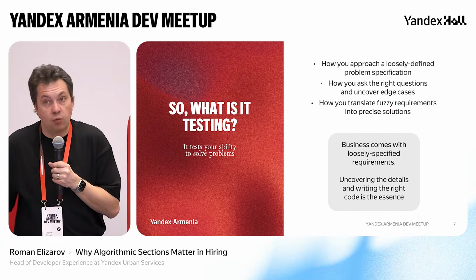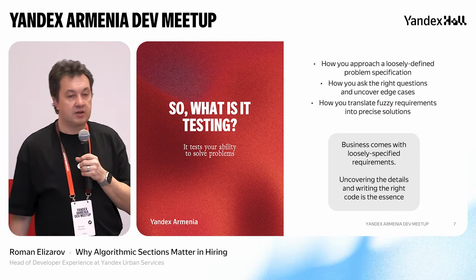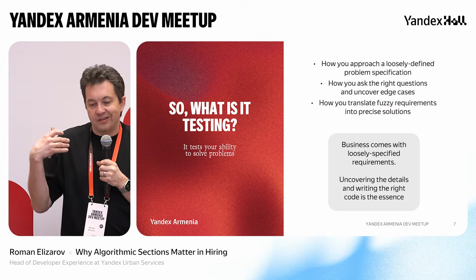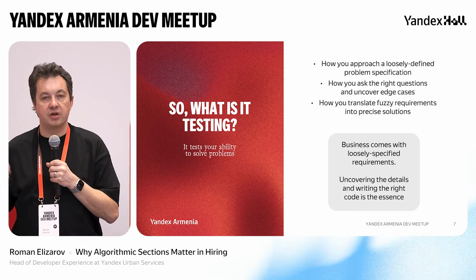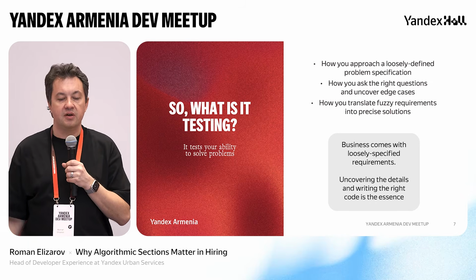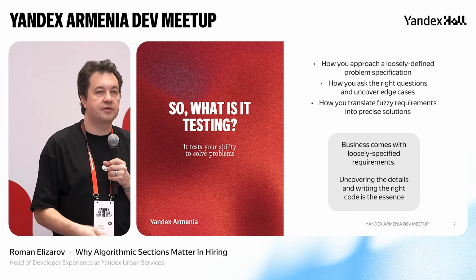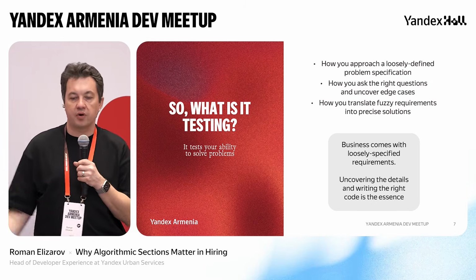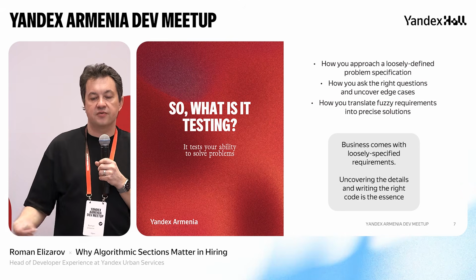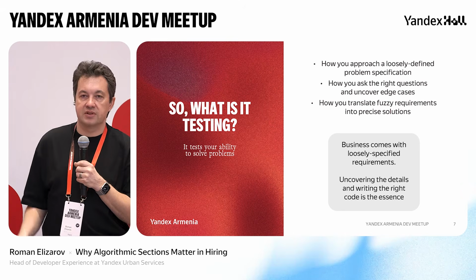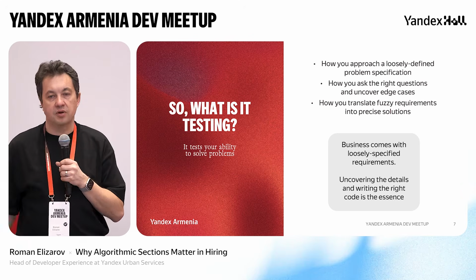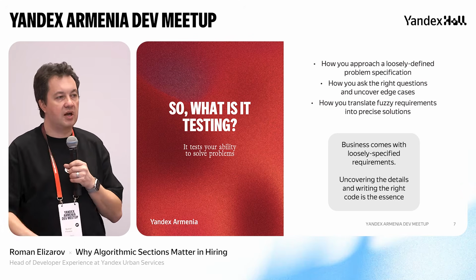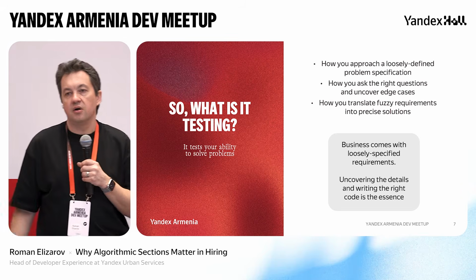So what is it about? What are we really testing? This section is about looking at how you solve problems, how you approach a problem that's loosely specified, how you ask the right questions about the problem, how you acquire corner cases, and how you translate those fuzzy requirements into precise solutions. Because that's what we do at our job. That's what every software engineer does.